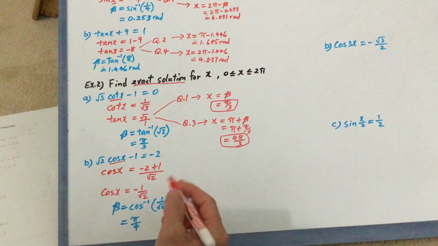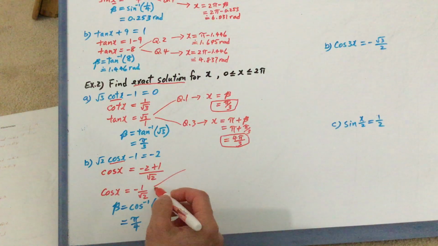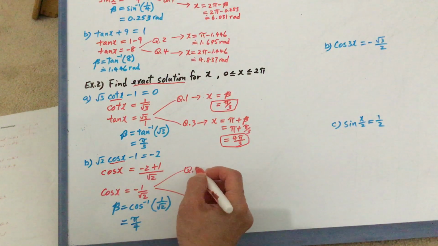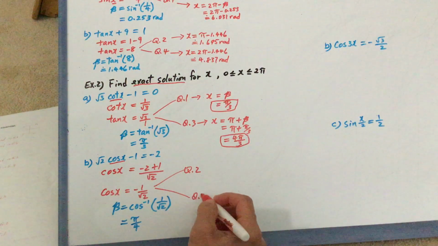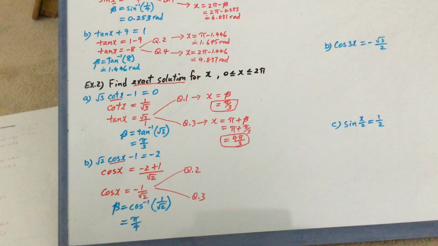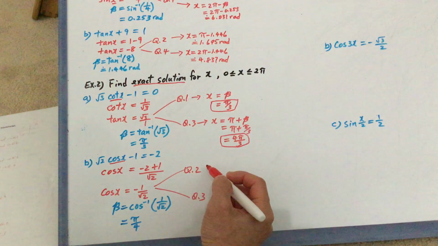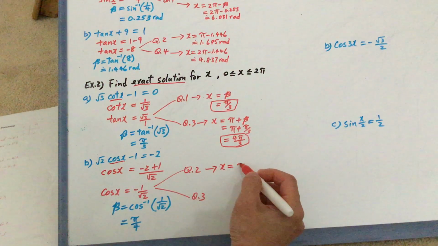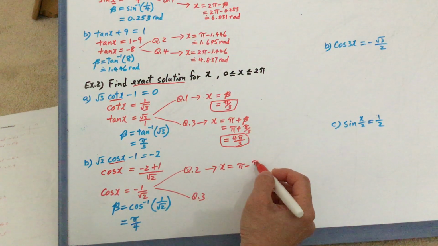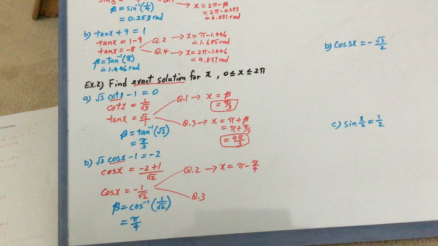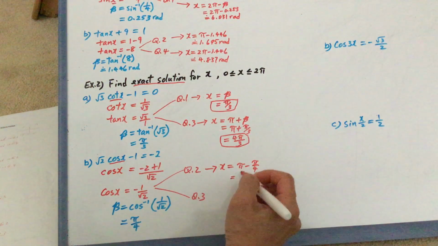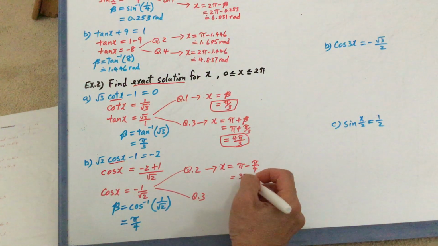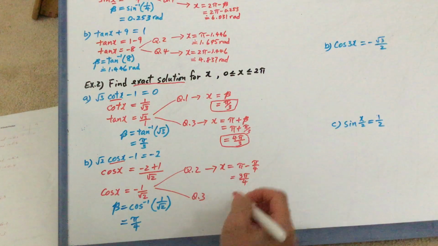Because cos x is a negative ratio, a negative ratio for cosine happens in quadrant 2 and quadrant 3. So my principal angle x in quadrant 2 is pi minus the related acute angle, pi over 4. With a common denominator, you will get 3 pi over 4 in quadrant 2.